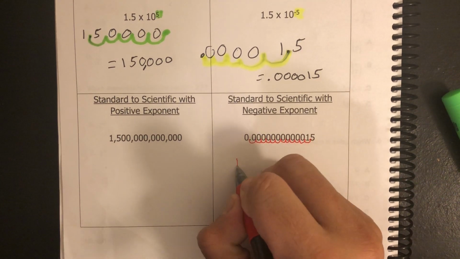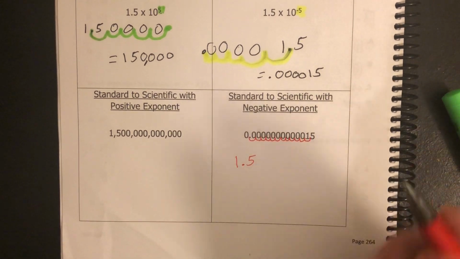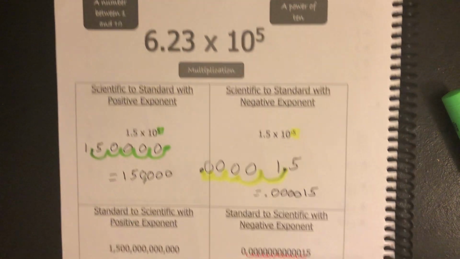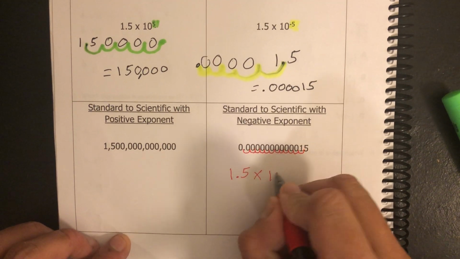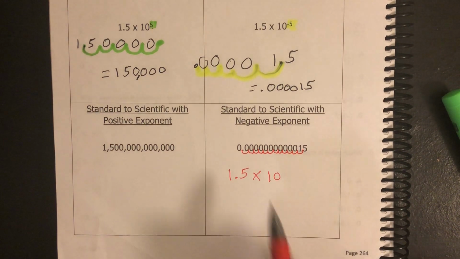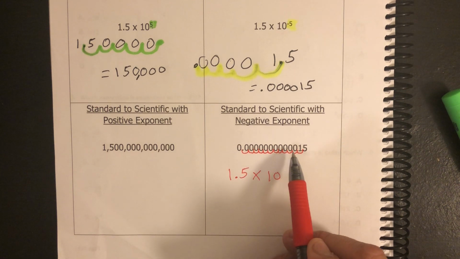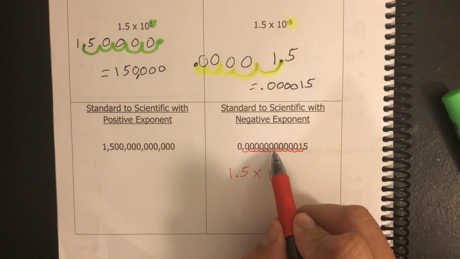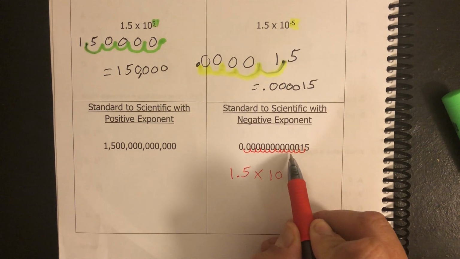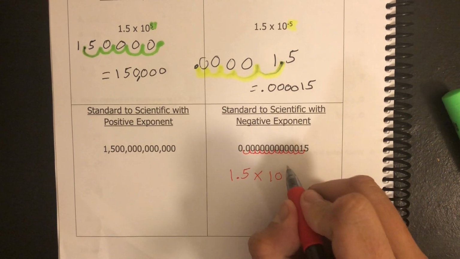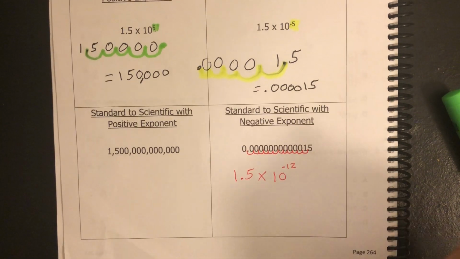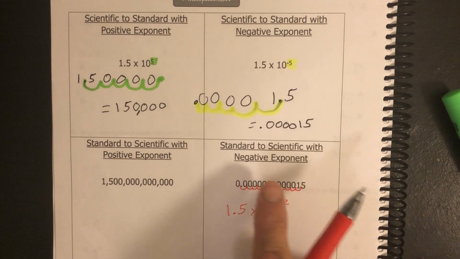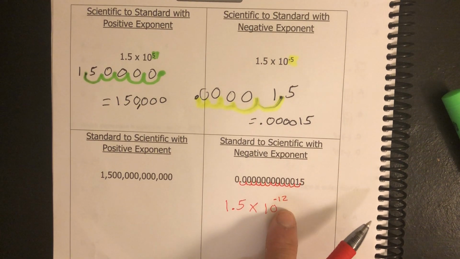If I write that out, I get 1.5. And remember, the scientific notation format is always your number times 10 to the power of something. Well, if you notice, I'm going to count how many humps I have. Okay, so that was 1, 2, 3, 4, 5, 6, 7, 8, 9, 10, 11, 12. And that's going to be a negative 12 because it's a really small decimal. And remember, when we have a really small number that is a decimal, it has to be a negative exponent.